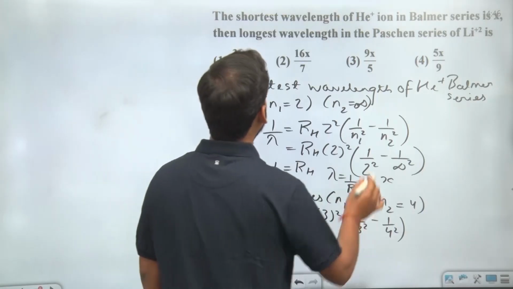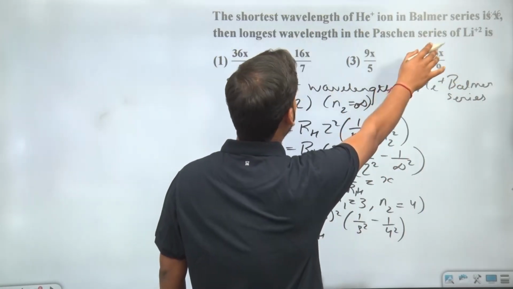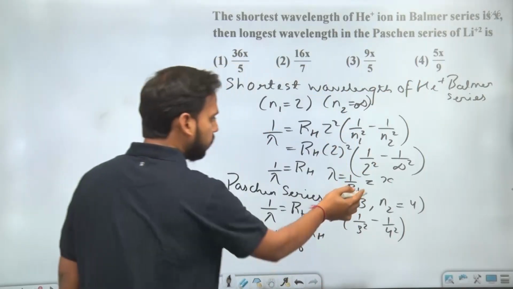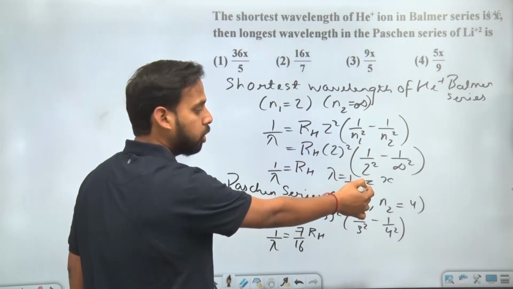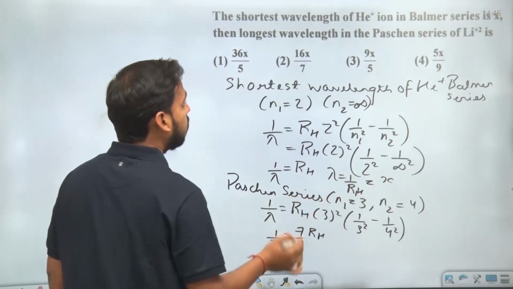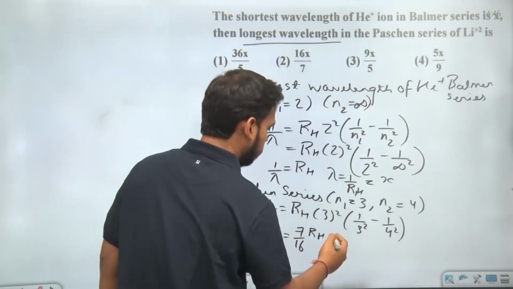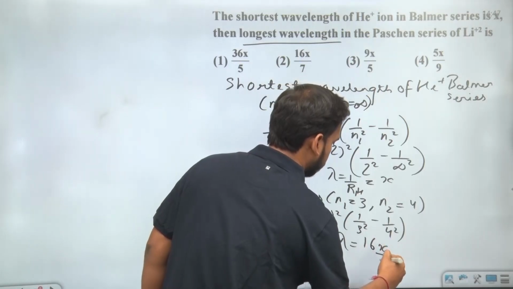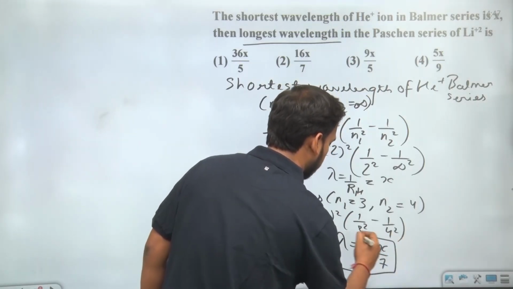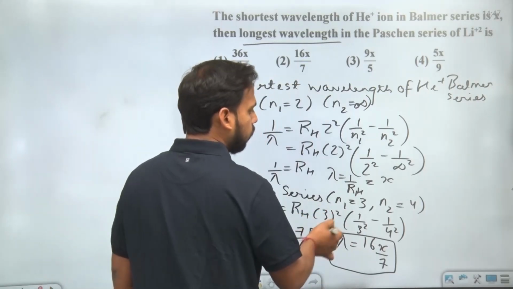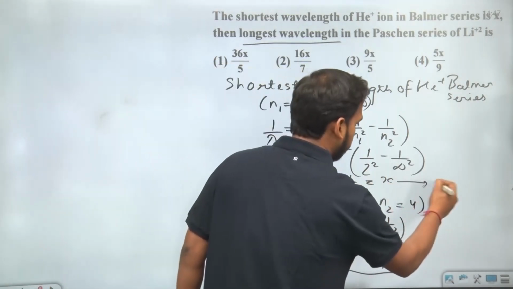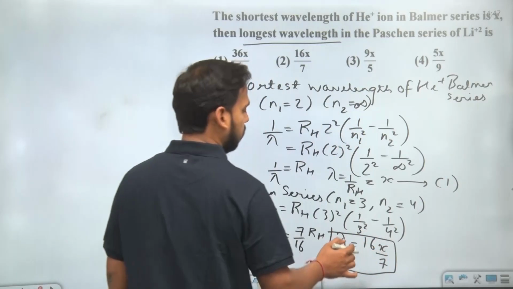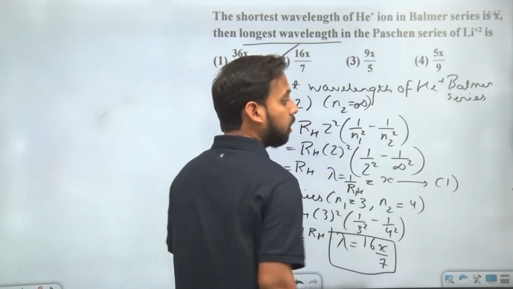Finally, the shortest wavelength in the Balmer series is this, and then we have to calculate the longest wavelength. Since 1 upon RH is equal to X, the longest wavelength we will get is 16X upon 7, because we have related this RH from the first equation. So we finally get the wavelength as 16X upon 7. That is, option 2 will be correct.